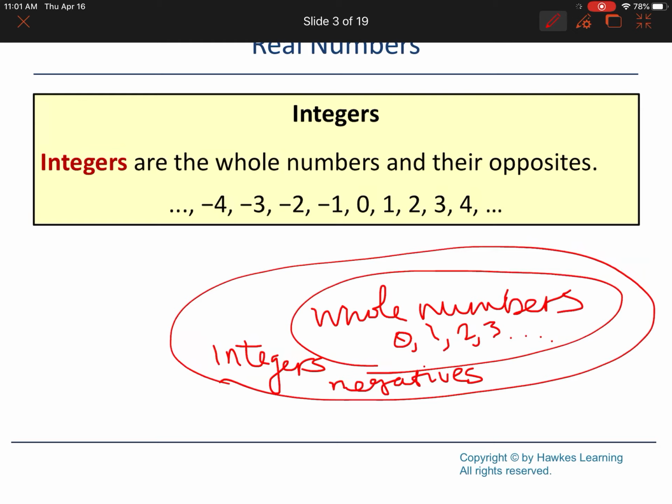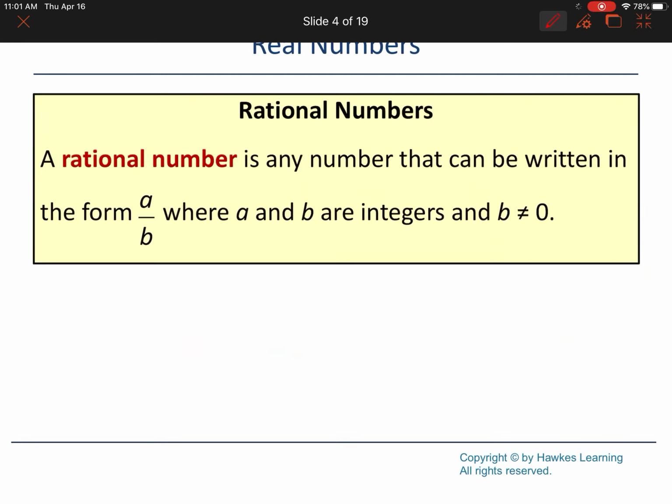Now, if we took those integers and we made fractions out of them, so that there was an integer on the top and bottom of the fraction, then that is what we call the rational numbers. So it includes all the whole numbers and all the integers in the rationals, because even a number like 3 could be written as 3 over 1. So they're all rational numbers. Okay?